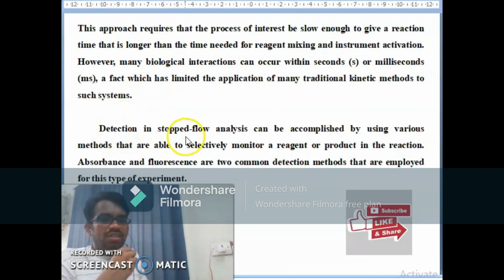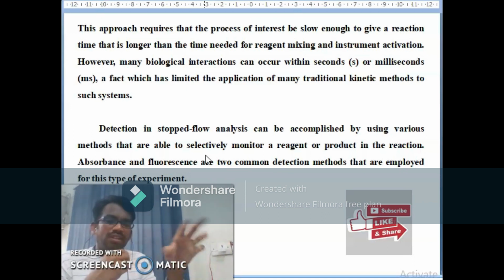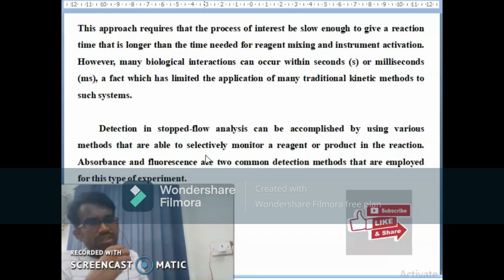Detection in stopped-flow analysis can be accomplished using various methods that selectively monitor the reagents and products of the reactions. Absorbance and fluorescence are the two common detection methods employed in this type of experiment. Depending on our instrument setup, you can use fluorescence studies or absorbance to accomplish this as part of the stopped-flow technique.